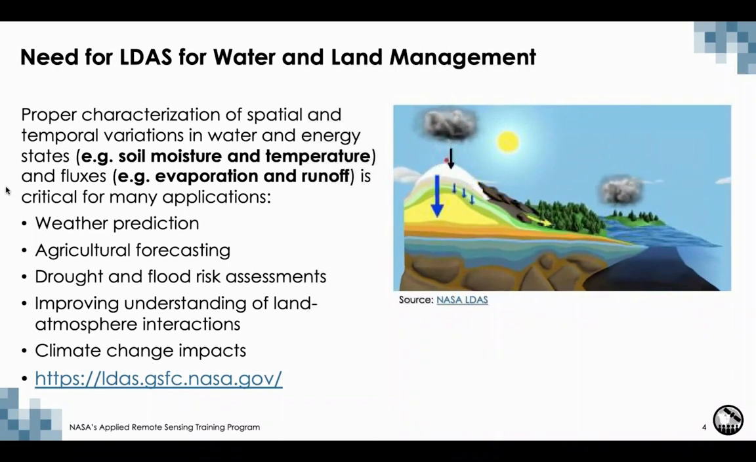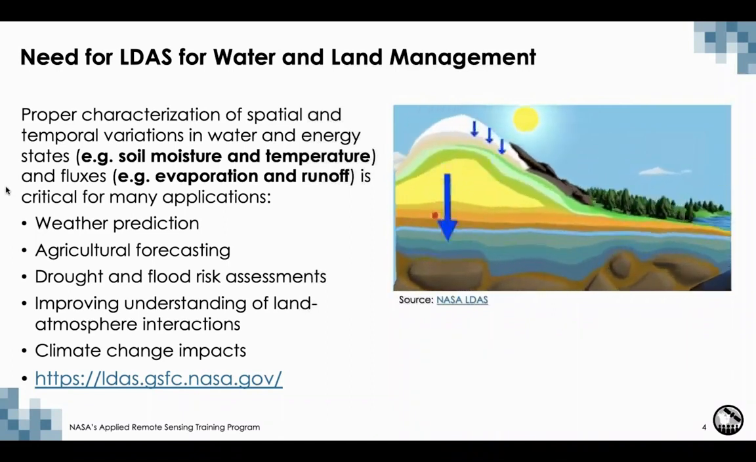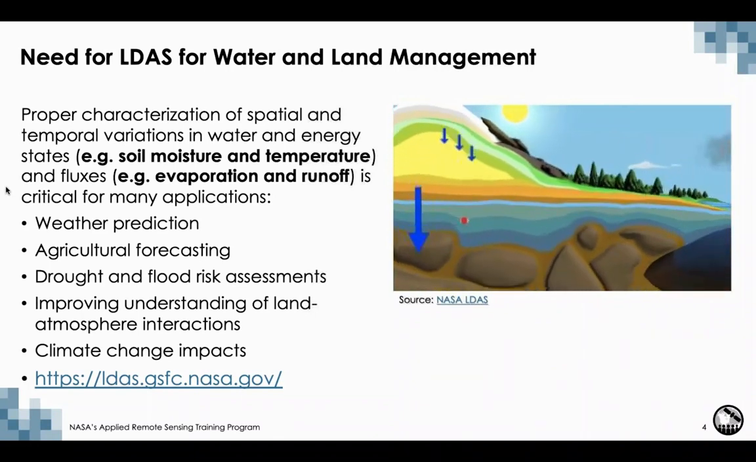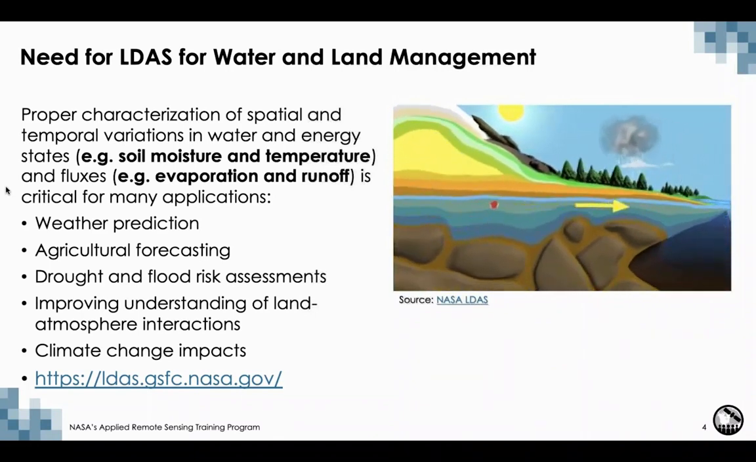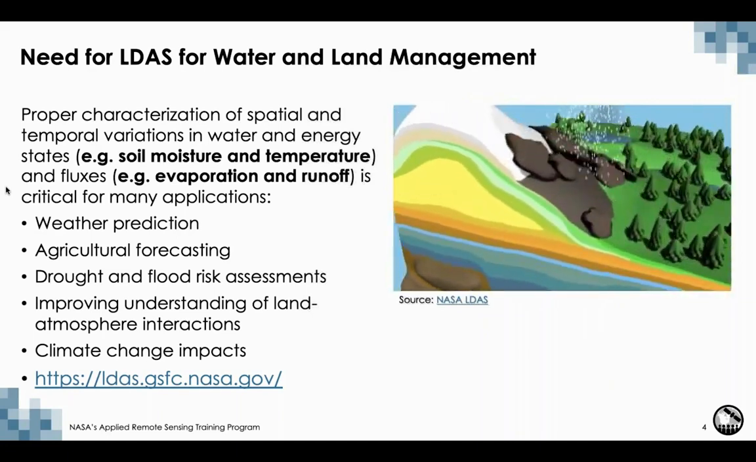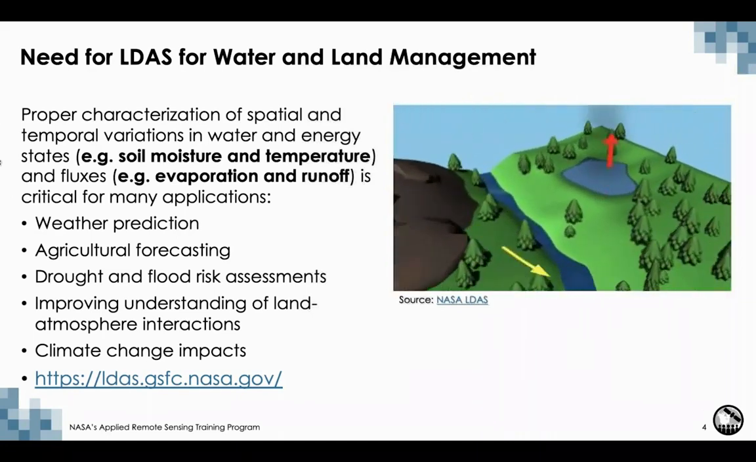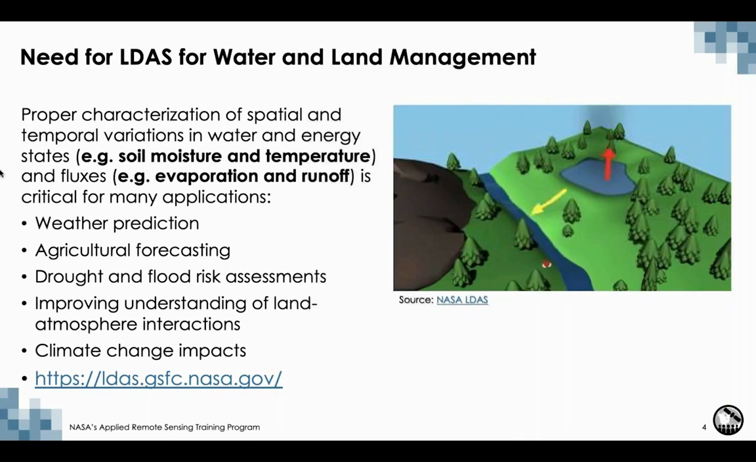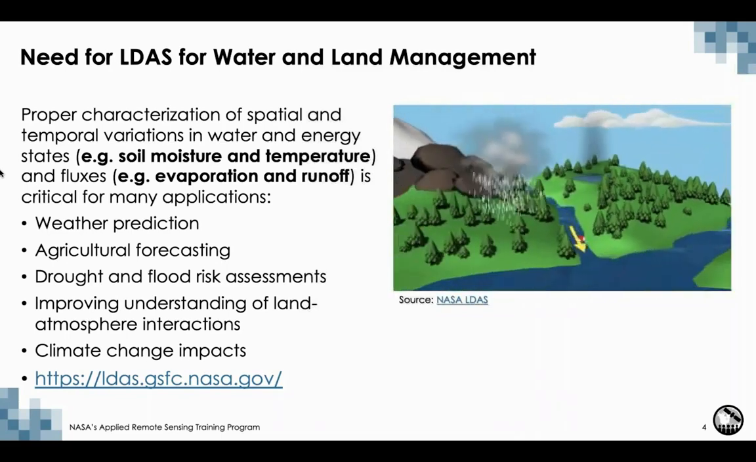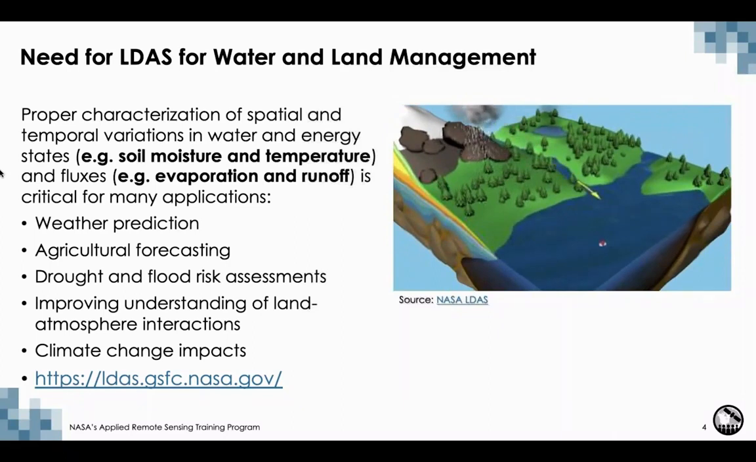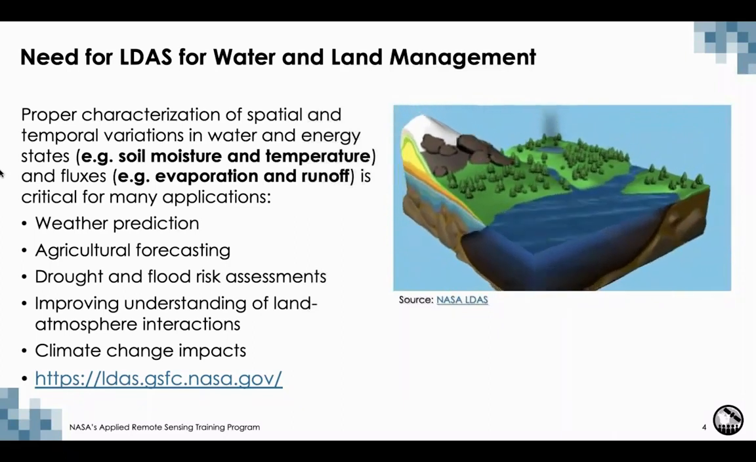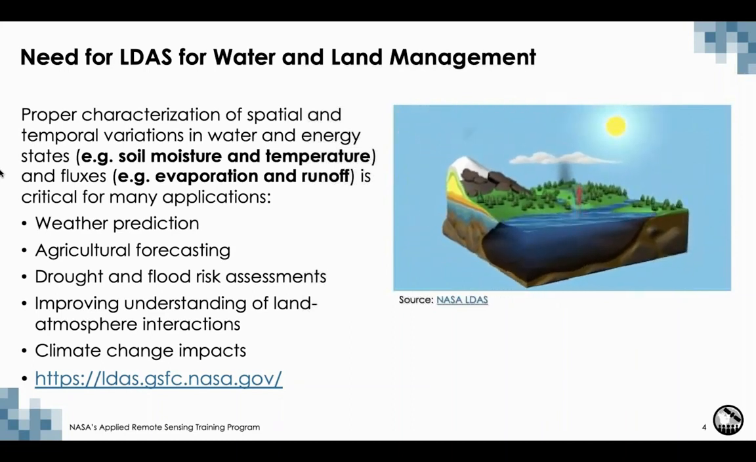Weather prediction is one, agricultural forecasting, drought and flood risk assessment, improving understanding of land and atmosphere interactions, and then also climate change impacts. To understand all these, it's important or it's critical to know how water and land they interact with atmosphere and how water is cycled through different components of land and atmosphere. So that's why not only just for scientific understanding, but also for application, LDAS is needed.